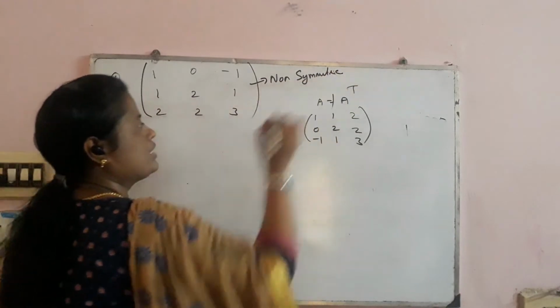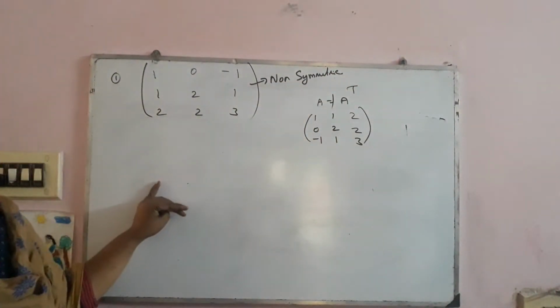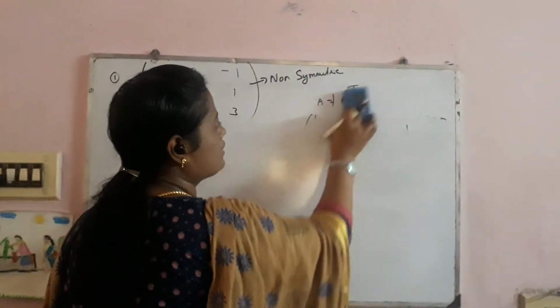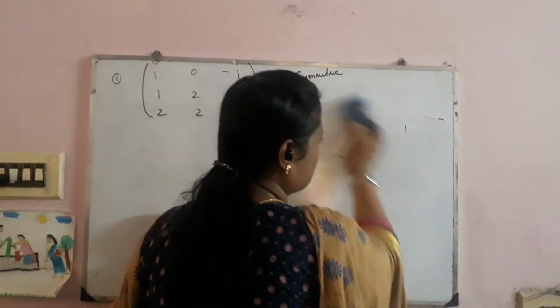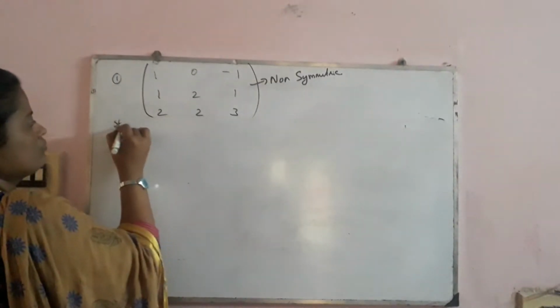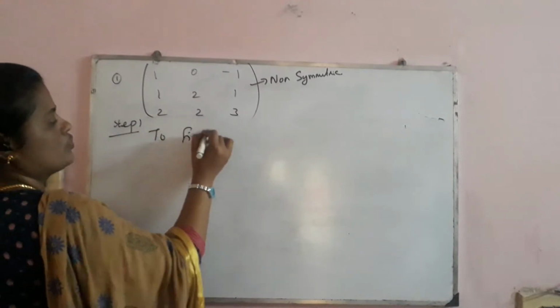Then you have to identify whether the eigenvalues are repeated or non-repeated. So these are the things we have to check. The given matrix is a non-symmetric matrix. As per the working rule, step 1 is to find the characteristic equation.